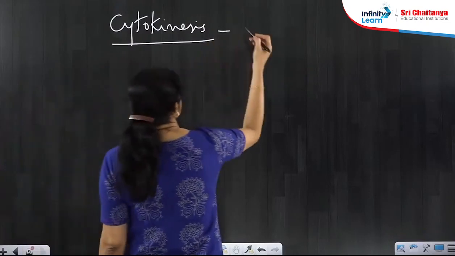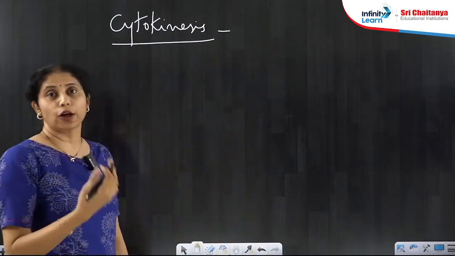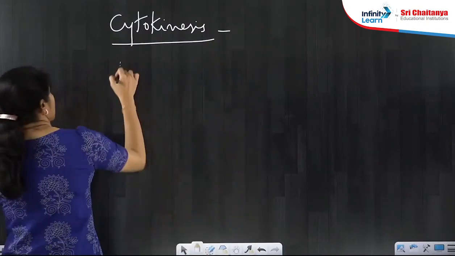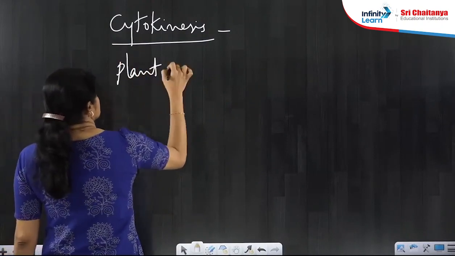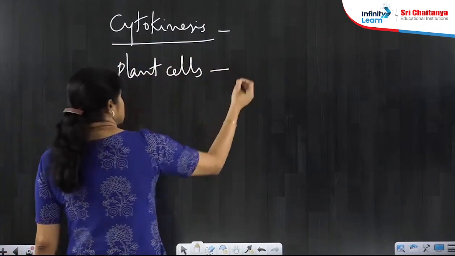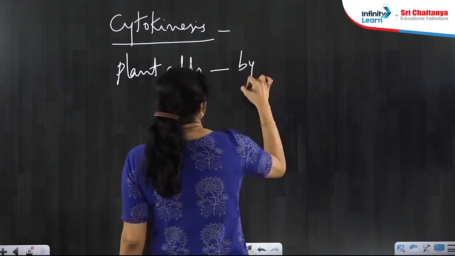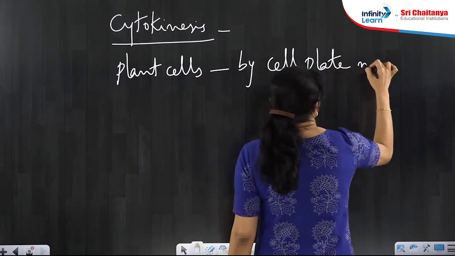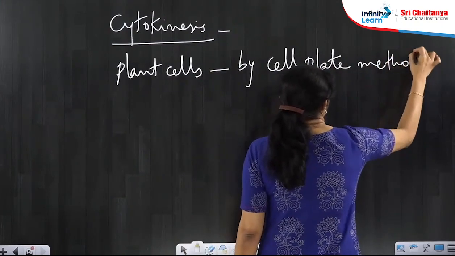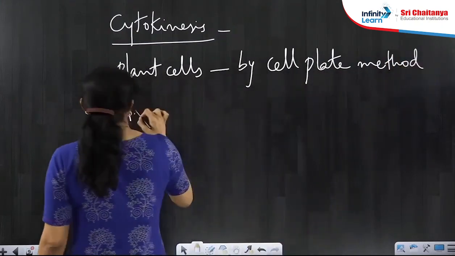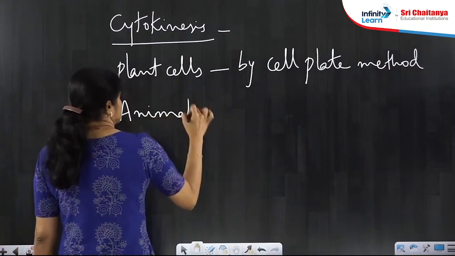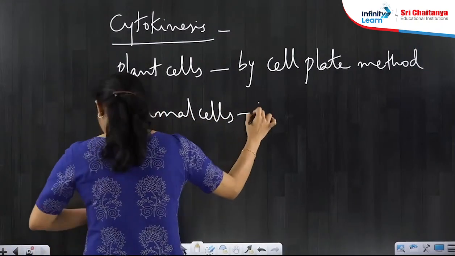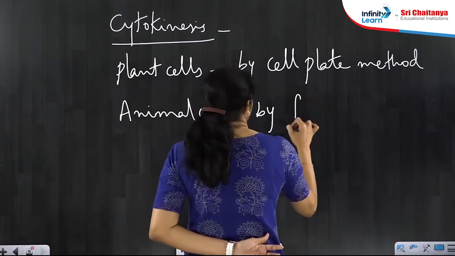Cytokinesis means cytoplasmic division. Already I have written there, cytoplasmic division. In the plant cells, cytokinesis occurs by the cell plate method. In animal cells, it occurs by the furrow method.